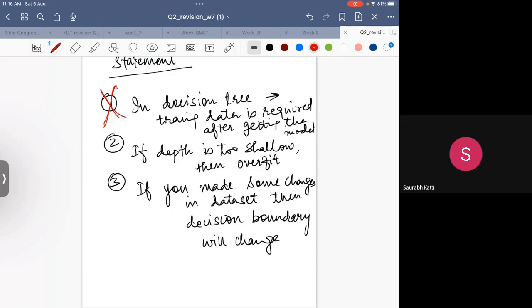Sir, because the tree which we have grown is too shallow, so we have not extracted the entire information. So there is still room for us to train it further. So we are underfitting.